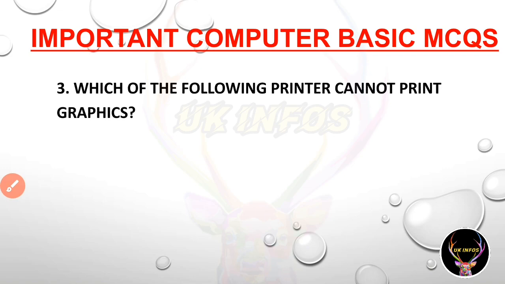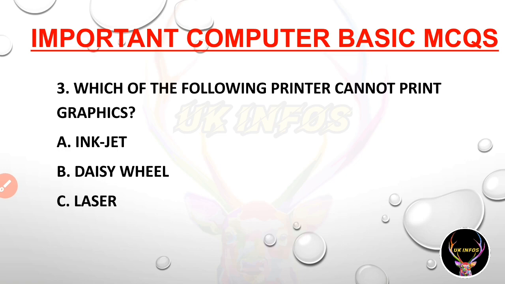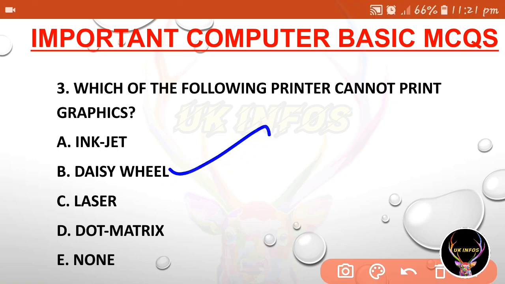Question number 3. Which of the following printers cannot print graphics? Inkjet printer, daisy wheel, laser printer, dot matrix or none. The answer is daisy wheel because it is a high quality text printer.